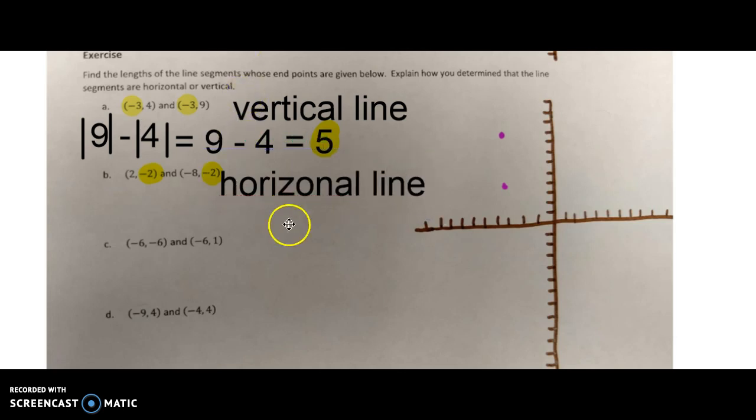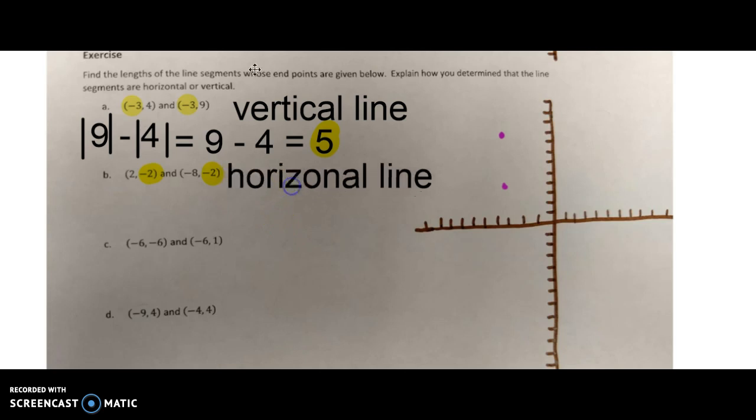Now let's plot our points. (2, -2). I'm going to change colors here just so you can see that I'm working on a different problem. It's okay if yours are the same color though. (2, -2). So I'm going to go over 2, positive 2. Here we go. Down 2, 1, 2. There's my first point.